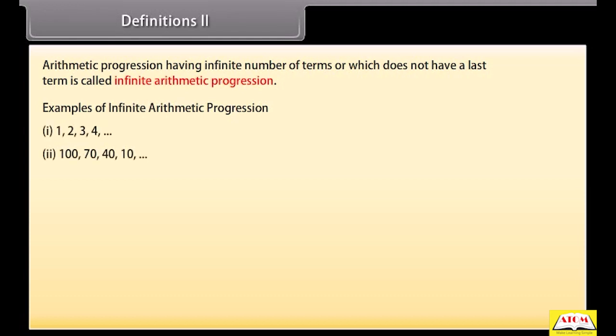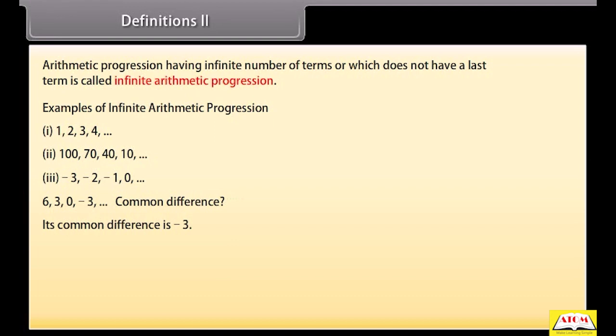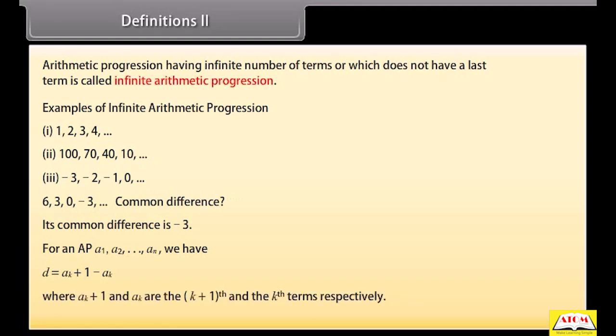Look at this sequence now. Can you tell its common difference? Yes, you're right. Its common difference is -3. In general, for an AP, A1, A2, and so on till An, we have D as A(k+1) minus Ak, where A(k+1) and Ak are the (k+1)th and the kth terms respectively.